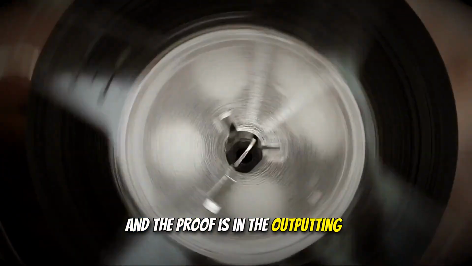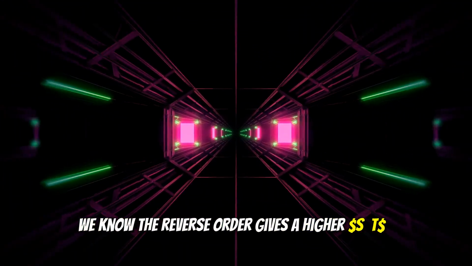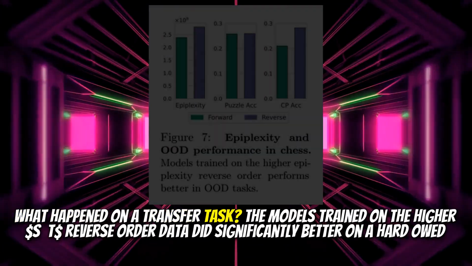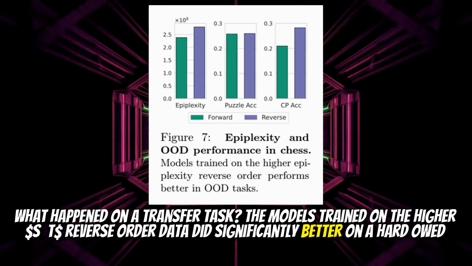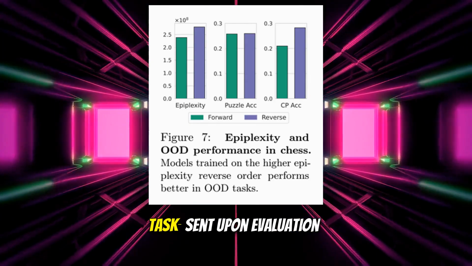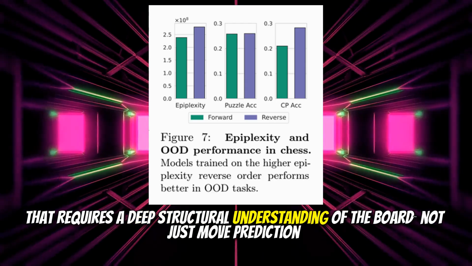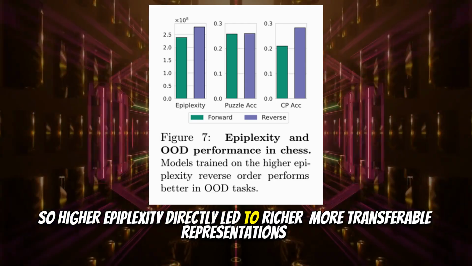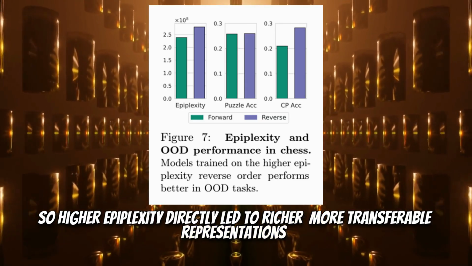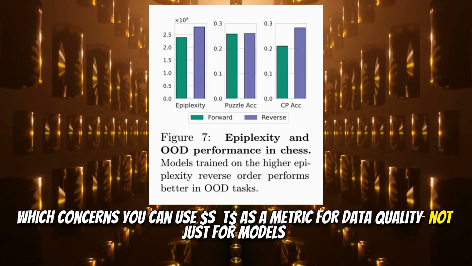And the proof is in the pudding. They went back to the chess task. We know the reverse order gives a higher S_T. What happened on a transfer task? The models trained on the higher S_T reverse order data did significantly better on a hard out-of-distribution task, centipawn evaluation. That requires a deep structural understanding of the board, not just move prediction. So higher epiplexity directly led to richer, more transferable representations. Which means you can use S_T as a metric for data quality, not just for models.